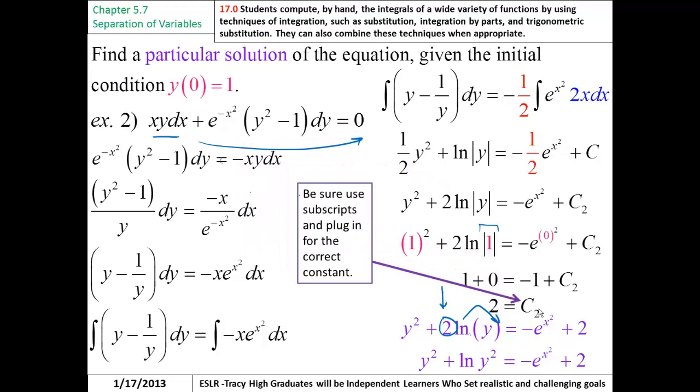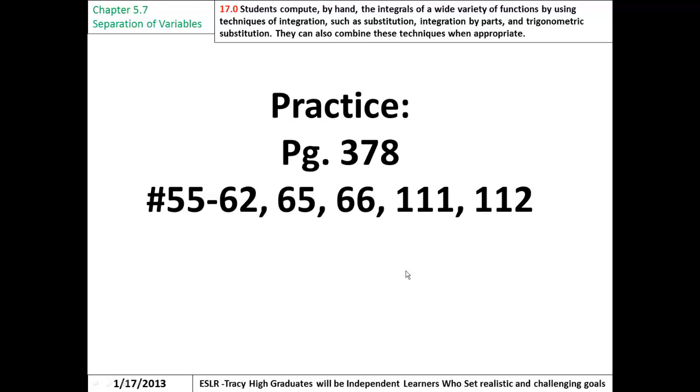Be sure you use subscripts with C sub 2 and whatnot, and plug in for the constant. And that is it. So hopefully that was helpful.